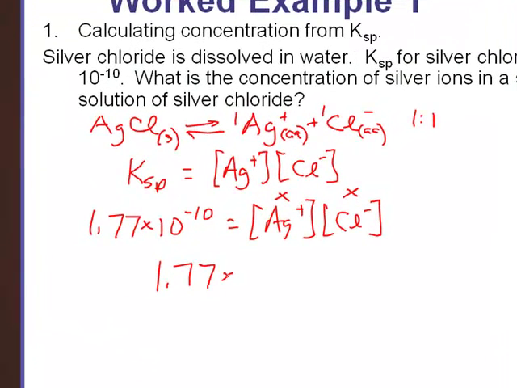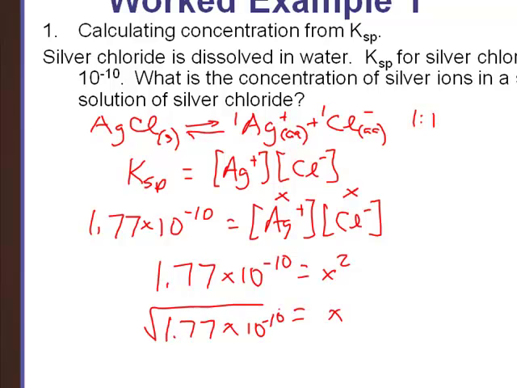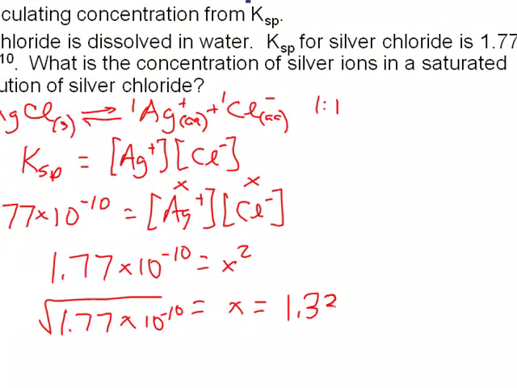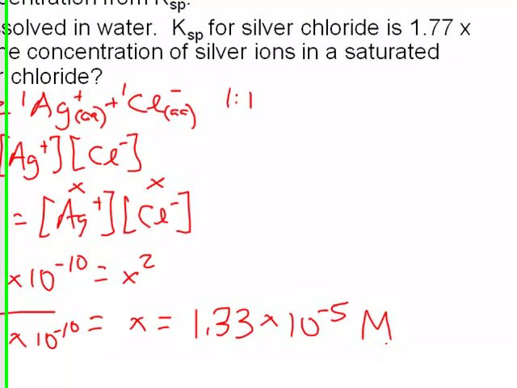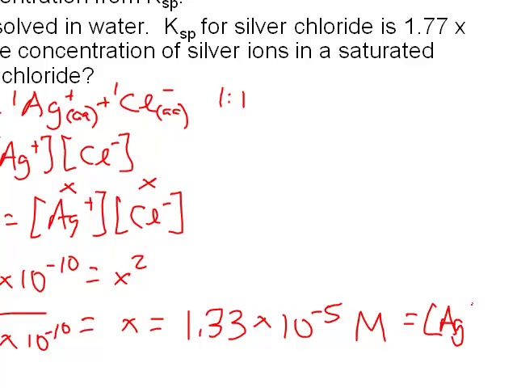This means that 1.77 times 10 to the negative 10th equals x squared. To find out what x is, we take the square root of 1.77 times 10 to the negative 10th. So 1.77 EE negative 10, and then square root of that. In scientific notation, this gives us a value of 1.33 times 10 to the negative 5th molarity for the concentration of the silver ions. It also is the concentration of the chloride ions.